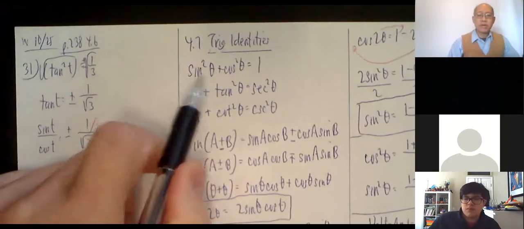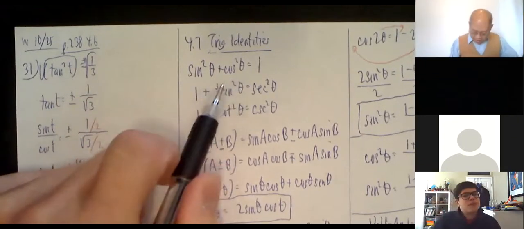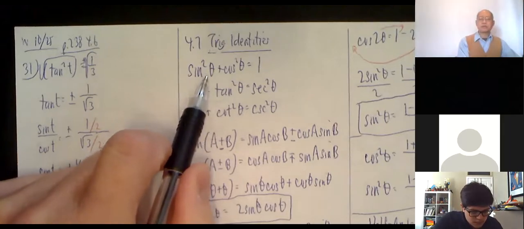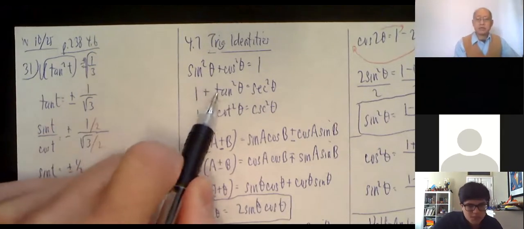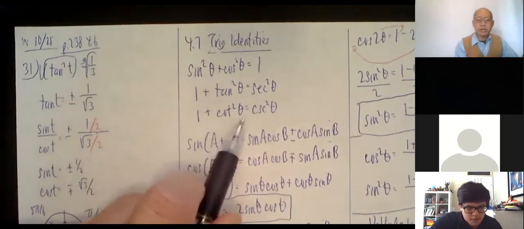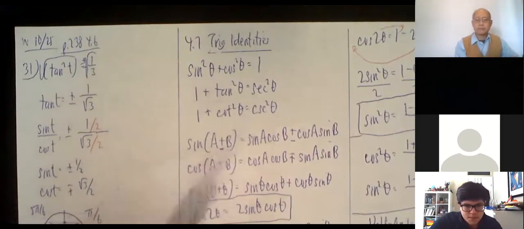So sine squared theta plus cosine squared theta equals 1. The book uses t a lot, not theta. I like theta better. You probably had theta in trig. And 1 plus tangent squared theta equals secant squared theta. 1 plus cotangent squared theta equals cosecant squared theta.